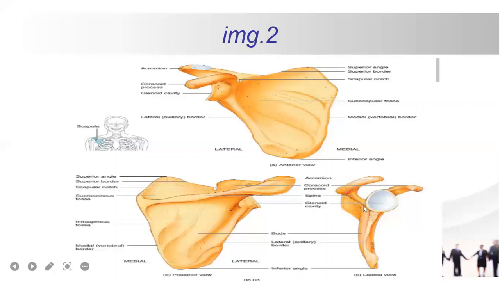We have the glenoid cavity. We have the body. We have the infraspinous fossa, and we have the supraspinous fossa. We also have this scapular notch. We have the superior border as well. We have the inferior angle right here.